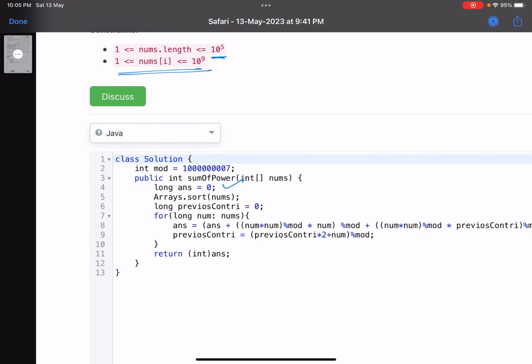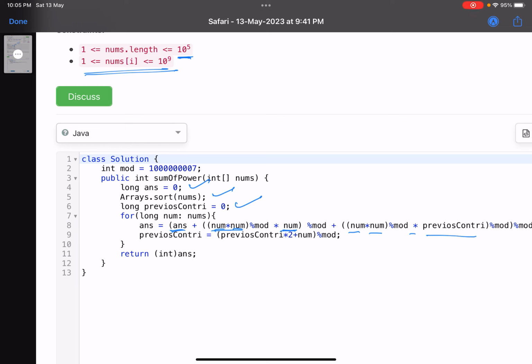I initialize my answer with 0. I sort my array. Previous contribution is 0. Now what you are doing? Answer equals answer plus num into num into num. This is the case where I am considering only the current element. So max into max into max, right? You have only a single element, plus max into previous contribution. That means what is the contribution by the previous elements? That means the elements on my left hand side who are acting as min elements in different subsets.